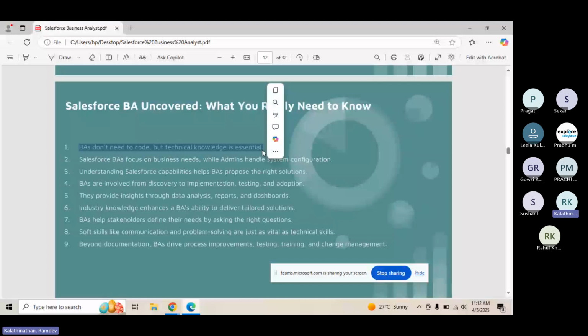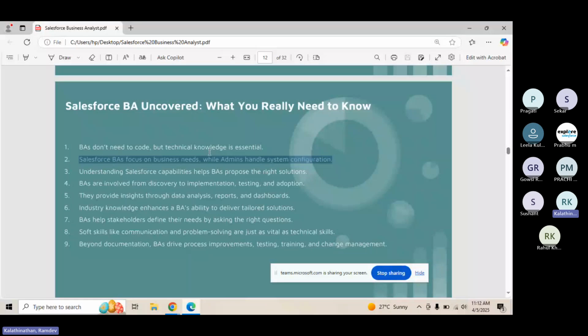But if you ask me, I would say BAs should know admin also, a little bit of admin at least, if not the details. Only then will they be able to have fruitful conversations with the client. If you're a pure business person with no admin knowledge, it might be a little hard for you to deal with the customer because you need to know what Salesforce is capable of doing. So that is important.